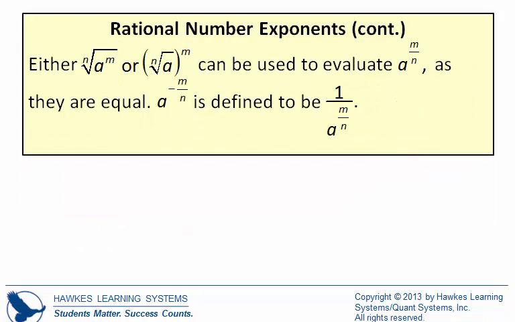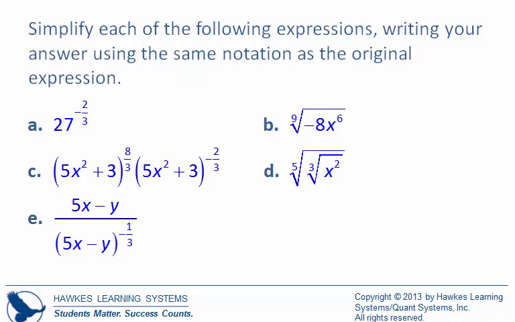Our third definition discusses the scenario where we have a raised to a negative exponent that is fractional, so a raised to the negative m over n. We have seen this before, and we know that if our exponent is negative and we want to make that exponent positive, we simply drop it to the bottom of the fraction and write 1 over a to the m over n, and our exponent remains positive. So let's go ahead and start working on some examples. We have 5 examples, and we're told to simplify each of the following expressions.